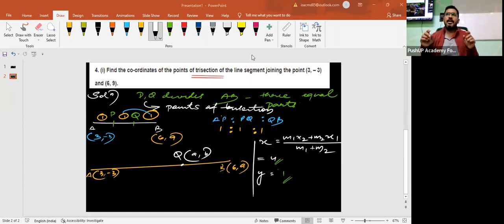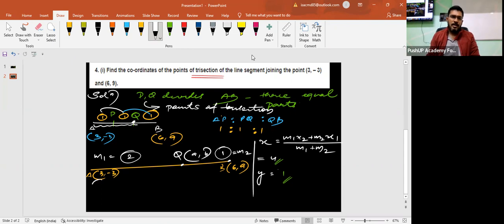Now Q is also dividing AB in some ratio, right? So let's go to the original figure. Children, how much will be A to Q? It will be 1 plus 1, which is equal to 2. And how much will be Q to B? It would be 1 part, isn't it? So I can take here M1 is equal to 2 and M2 is equal to 1. Coordinates of A as x1, y1. Coordinates of B as x2, y2. That's it. Now again use section formula and get the coordinates of point Q. Make it fast.